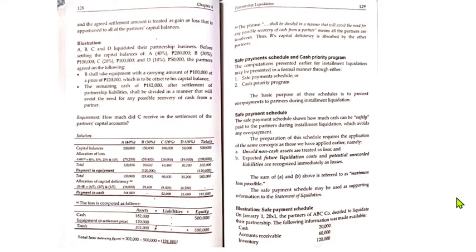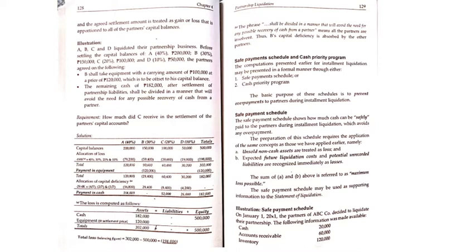Welcome to part 4 of the discussion on accounting for partnership liquidation. For this discussion, we will tackle the safe payments schedule and the cash priority program. These are the two ways in which we present, in a formal manner, the computations we have illustrated on accounting for partnership liquidation. So let us look first at the rationale for preparing a safe payment schedule and a cash priority program.